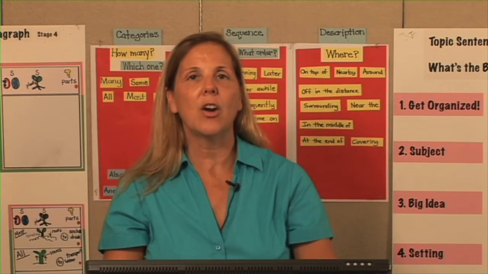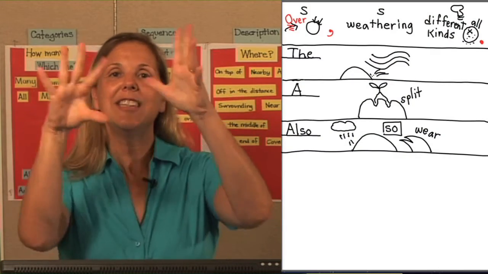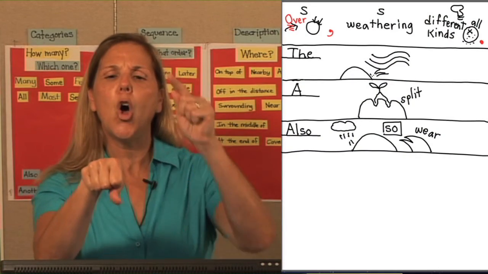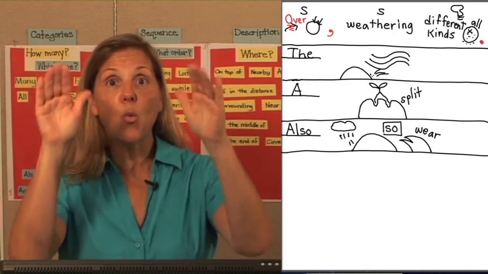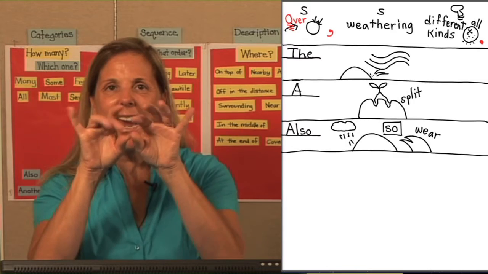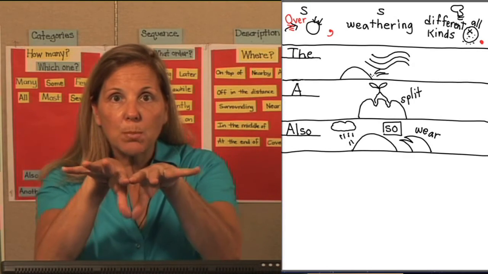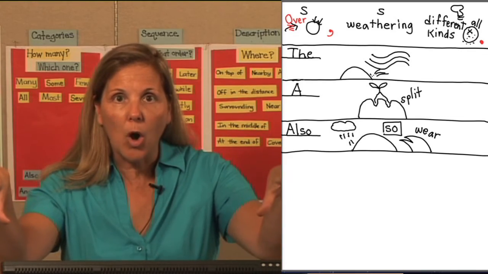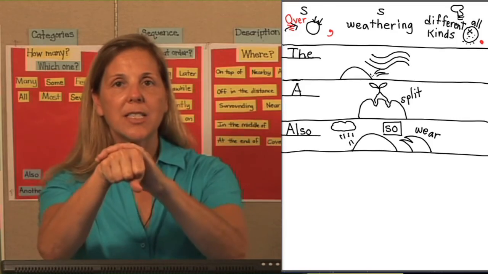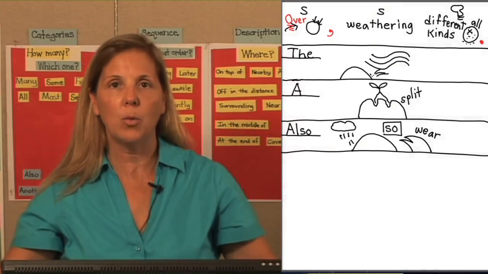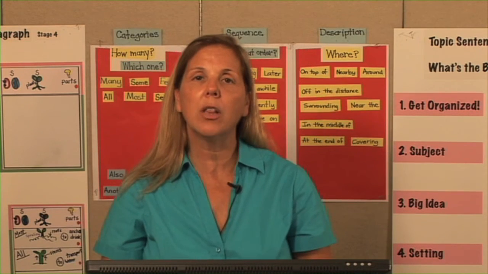Let's go back and read our whole paper. Ready? Over time, on the planet Earth, different kinds of weathering make all types of rock disintegrate. The pounding wind makes tiny grains of sand fly away. A plant's roots splits open the cracks of a rock. Also, rain and waves hit rocks, so they wear away. Boy, we're sounding pretty good here. Are we done with all of our details?